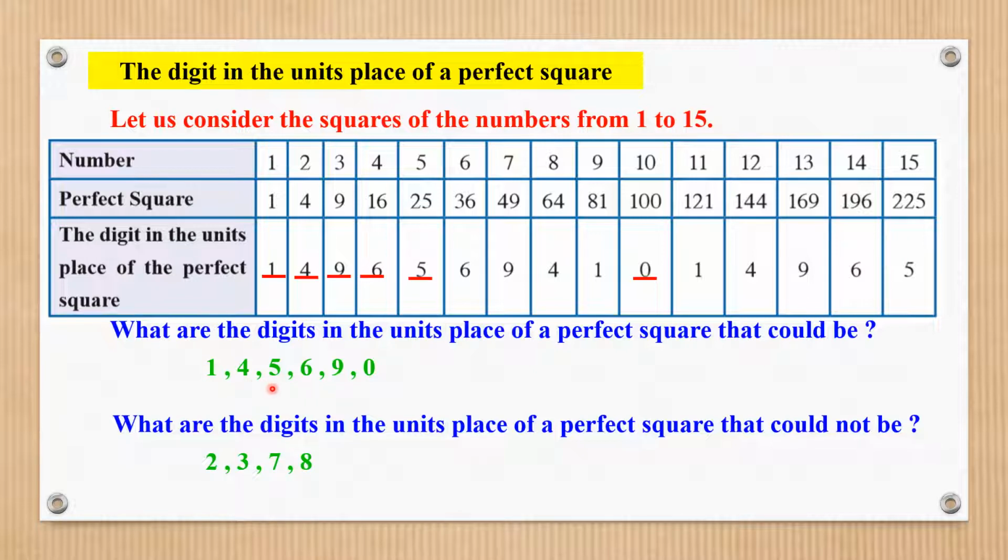There are 6 digits that can be a last digit of a perfect square. They are 1, 4, 5, 6, 9 and 0. And there are 4 digits that cannot be the last digit of a perfect square. They are 2, 3, 7 and 8. And the theoretical part is over. It is very important to remember these things. And next, let us consider some questions related to this topic.